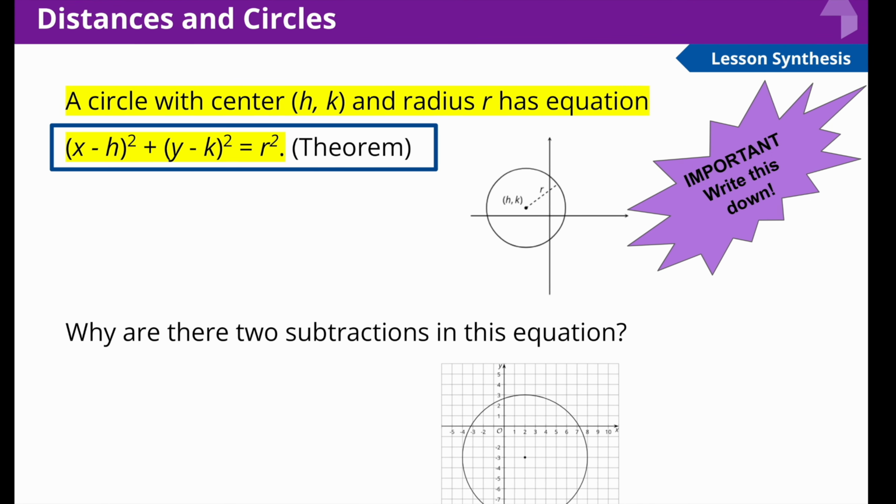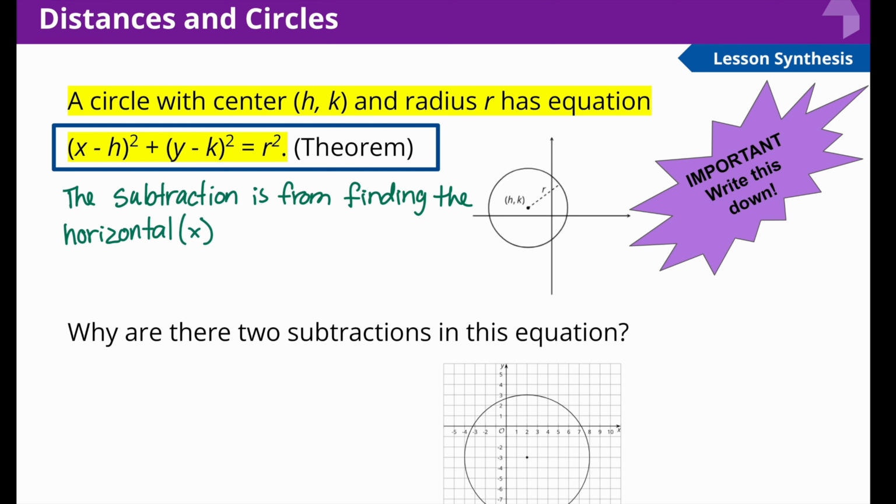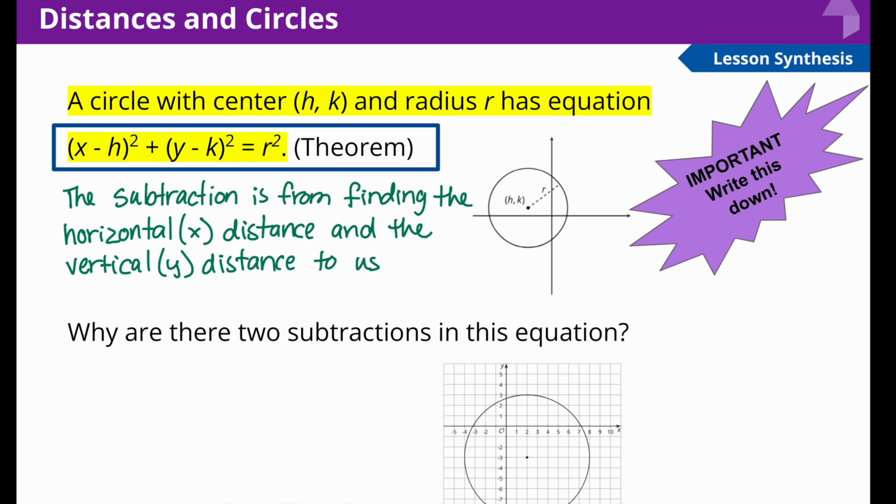So I'm going to write that answer as a little bit of a summary underneath here. This actually comes from, we can say, the subtraction is from finding the horizontal or x distance and the vertical distance, which is y, to use in the Pythagorean theorem.